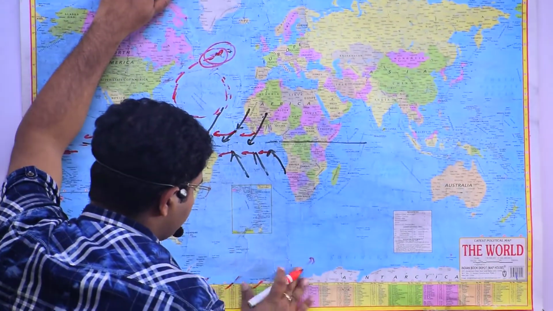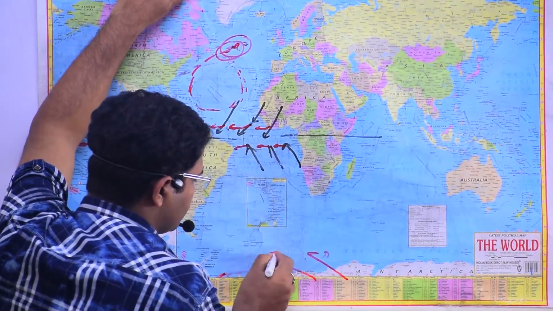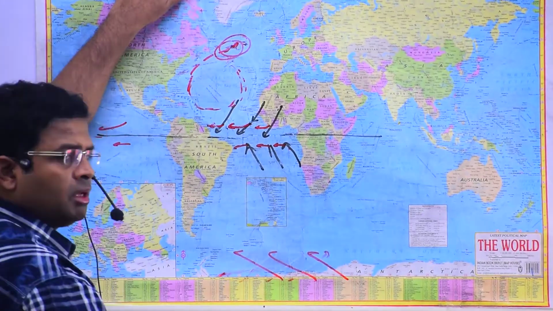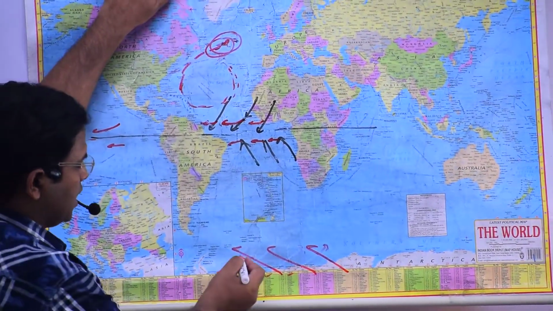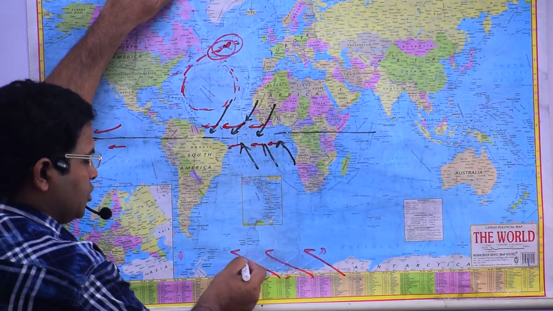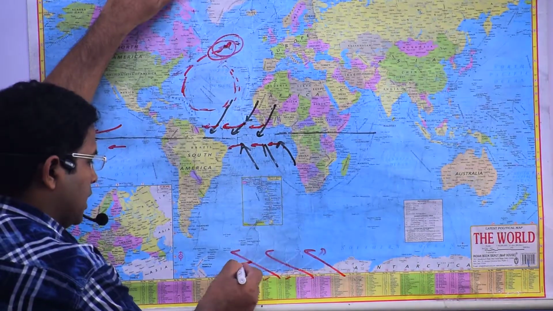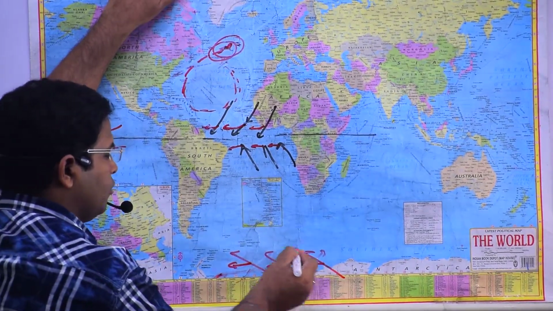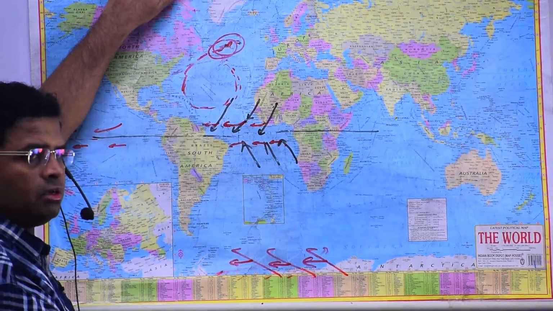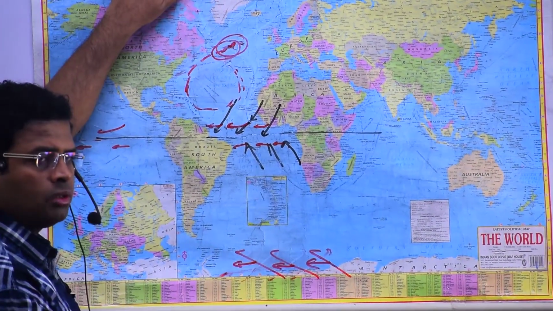Polar easterlies. When the polar easterlies are moving, they will deflect the sea surface eastward, and there will be a formation of which current? East wind drift, circulating around Antarctica. There is a west wind drift also, which we'll see later. East wind drift.